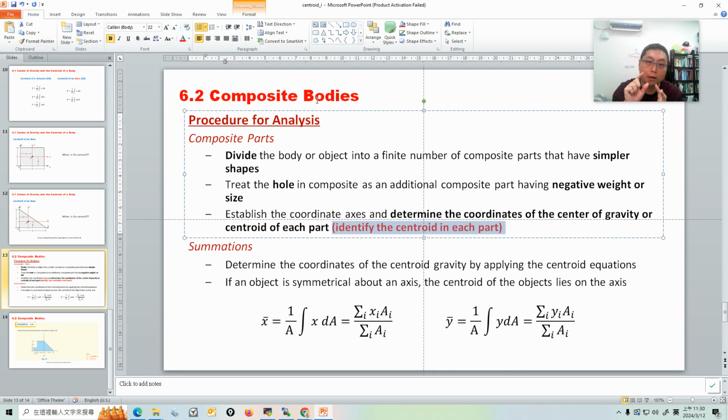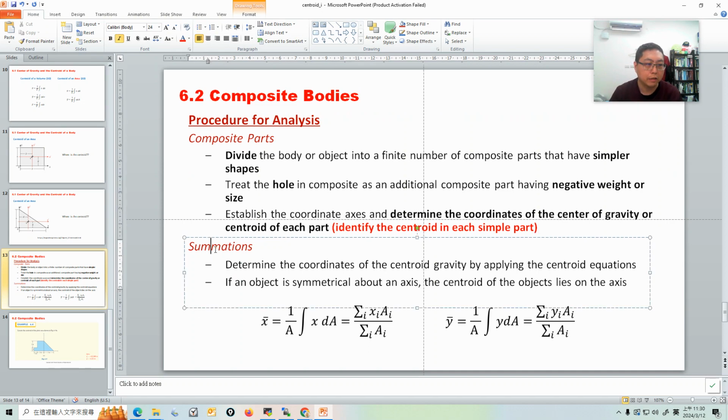Identify the centroid of each part. First of all, you divide your shape into many simpler shapes, many parts, and determine the centroid of each simple part. And then identify the centroid of each simple part, and then do the summation.